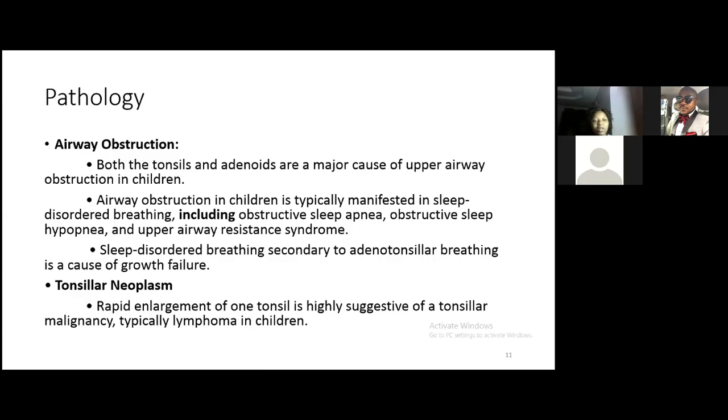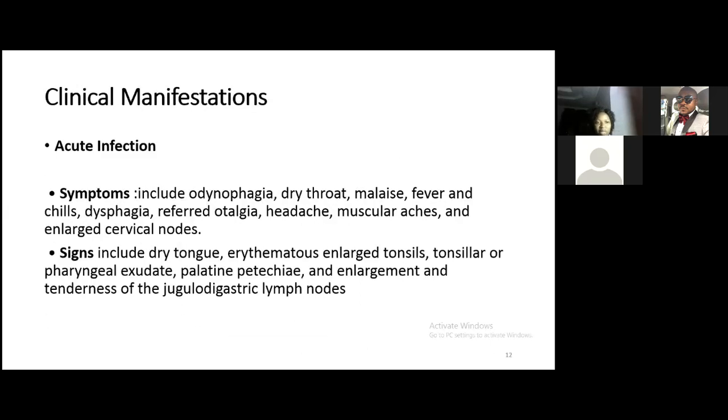So apart from tonsillar hypertrophy that would cause airway obstruction, another manifestation is tonsillar neoplasm. Rapid enlargement of one tonsil is highly suggestive of a tonsillar malignancy, typically lymphoma in children. For acute infection, recurrent infection, and chronic infection, usually the swelling is bilateral. But in a situation where unilateral swelling is seen, then malignancy should be highly suspected.